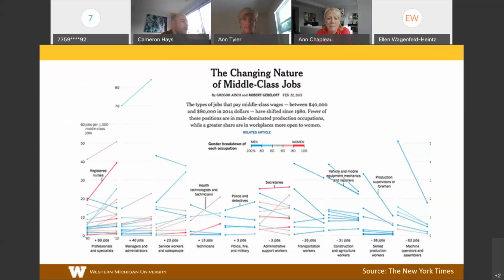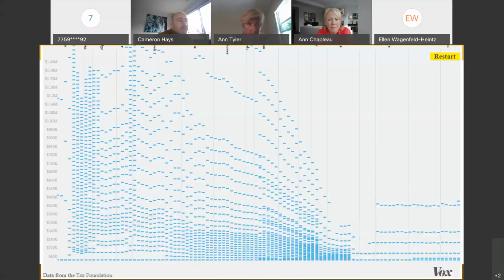Here's an example from the New York Times of how middle-class jobs change over time. This takes advantage of a data visualization technique called small multiples, which we'll talk about later. Here's an example from Fox about how the tax brackets have changed over time. And these are so cool.